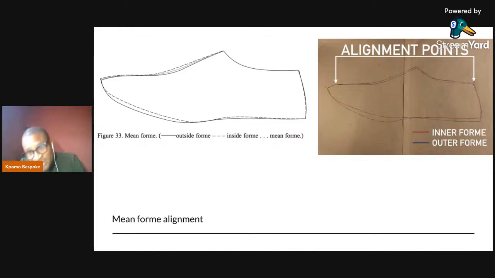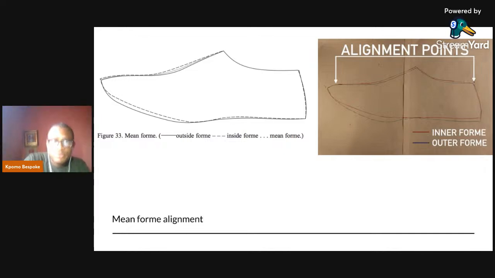So the point is you trace the inside one first, and then you put the tip of the, sorry about that, I think my laptop is discharging. Let me just plug back the charging cable. Right, we are good to go.